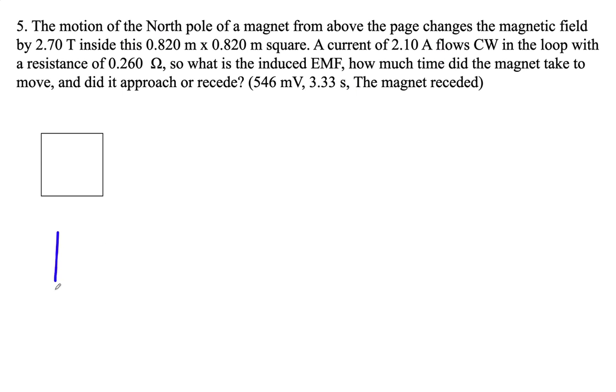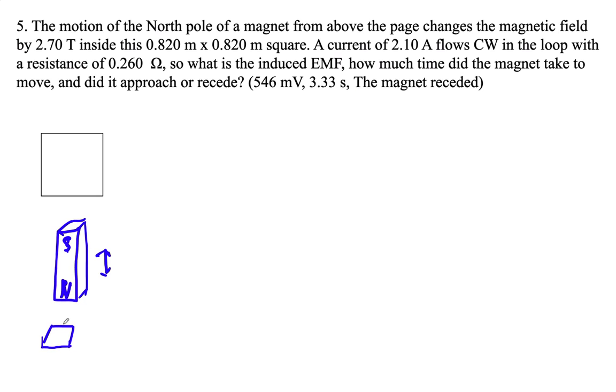Okay, so we've got this magnet, right? And we don't know what the poles are. I'll draw it properly. We do know that's the North Pole, and we do know that's the South Pole, right? But we don't know which way it moves. But whatever way it's moving, it's making the current flow clockwise.